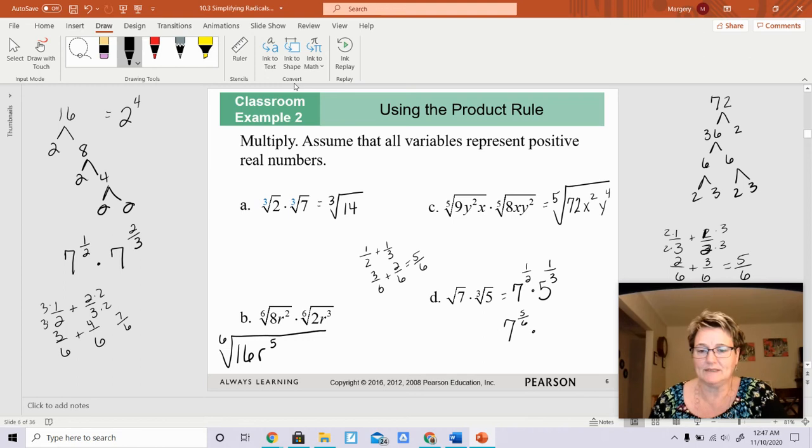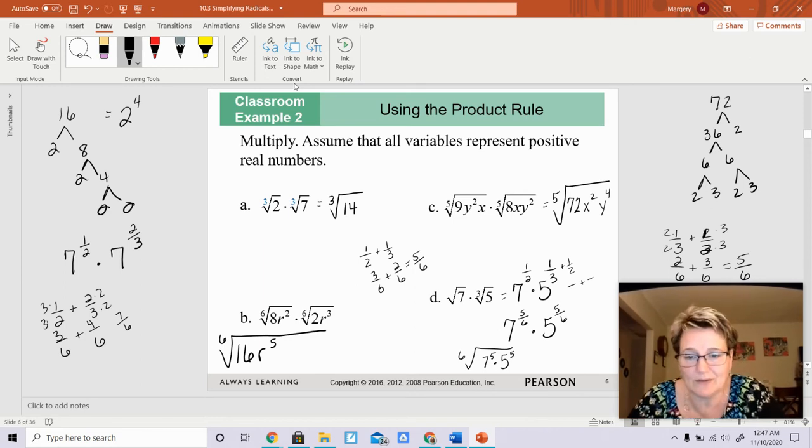And then times 5. We're going to do the same thing over here. That should also give me 5/6. So you end up with the 6th root of 7 to the 5th times 5 to the 5th. That is one way to write it. You can't simplify it any further.